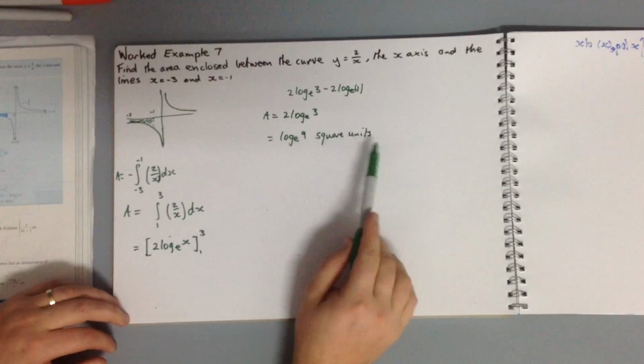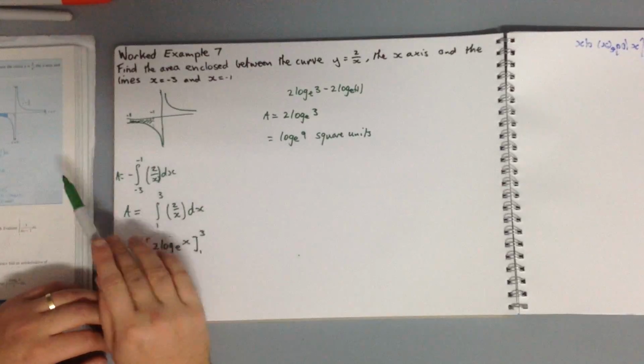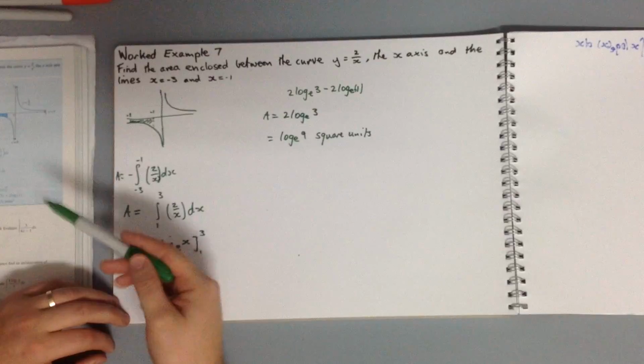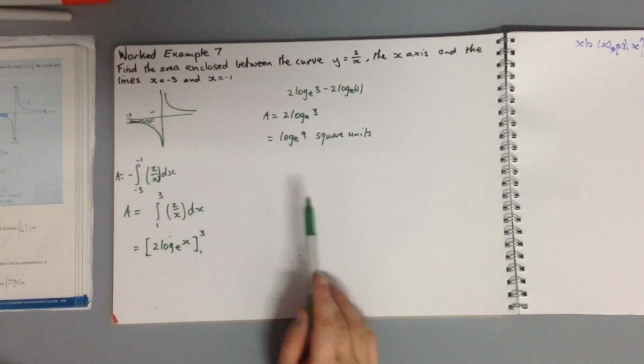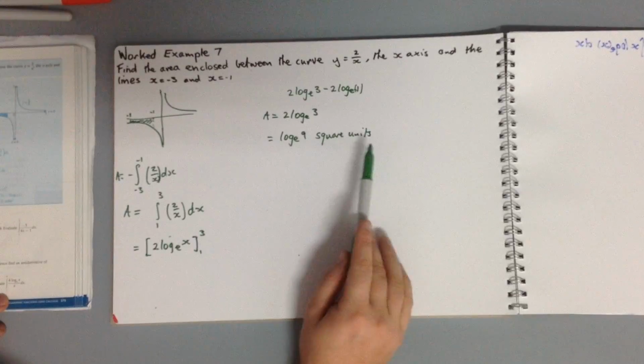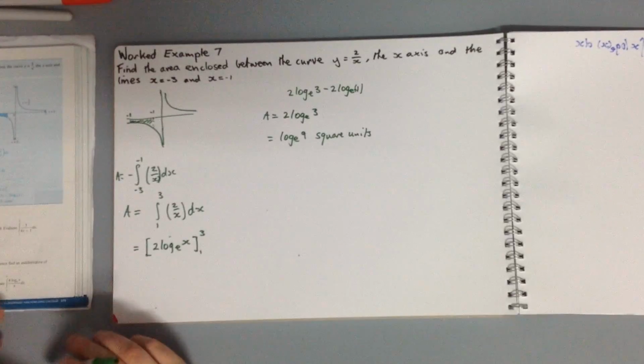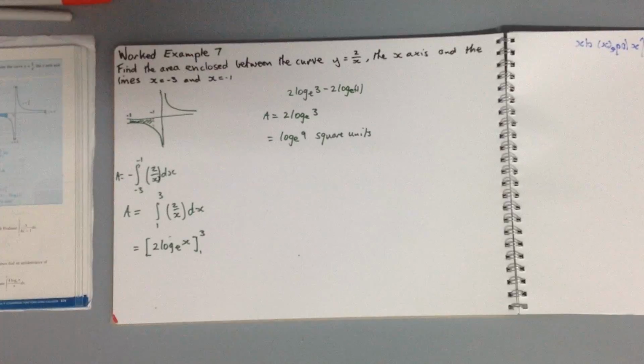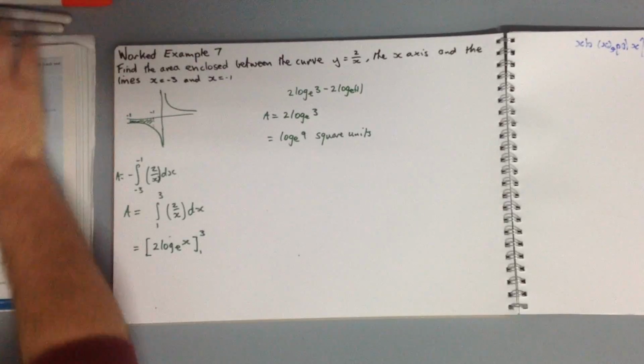Now on an exam, you don't actually have to worry too much about writing square units. You do need your units, however, if units are given. So if we're finding our area in square metres, we know that we need to put square metres at the end. If no units are given, then there's not really an expectation that you put the units on. So that's all we have for this worked example. Hopefully you got okay with the questions.